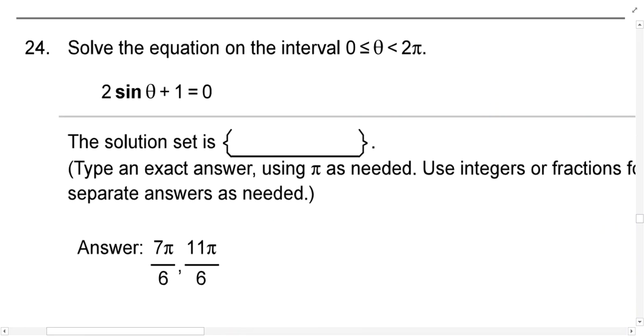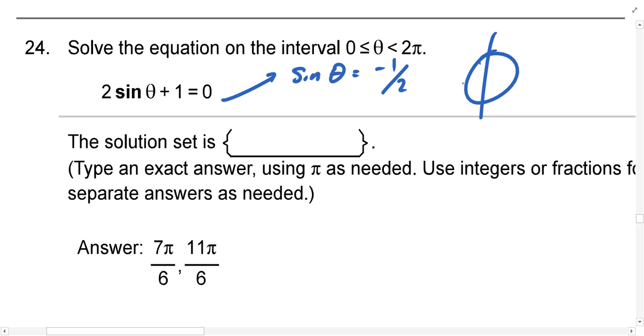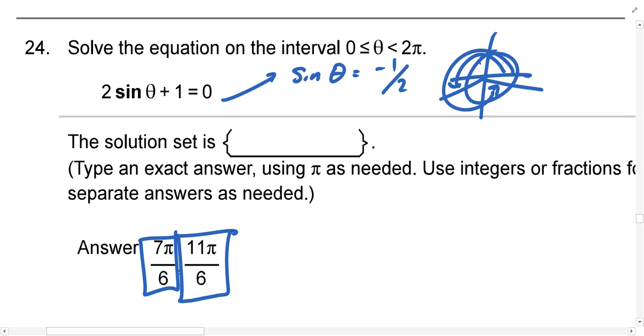All right, number 24. This one backs us down in difficulty. I think this one's pretty straightforward. Let's subtract 1 and divide by 2, and that's going to leave us with sine theta equals negative 1/2. So here again, where is the y value equal to negative 1/2? Well, that's in these two positions, 7 pi over 6 and 11 pi over 6.